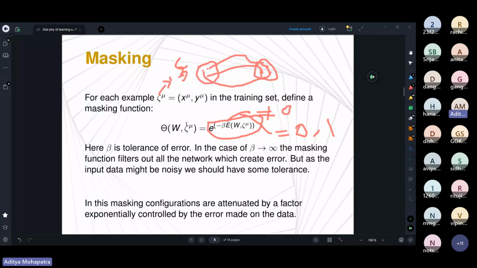Okay. Understood? Yeah. So basically, we're filtering out all the W's, which means we're minimizing the probability of choosing all the W's which give larger errors. Okay. I guess it's clear.